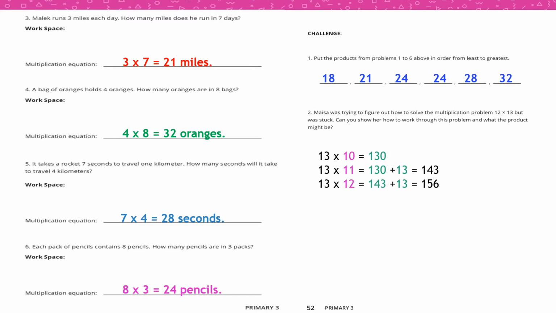143. You can do it by putting ones and tens. You can count by any strategy you can find. And now we found 13 times 11 equal 143. Now we want to find 13 times 12. So we will add another 13. So we will take 143 and add another 13. So it will be 156.